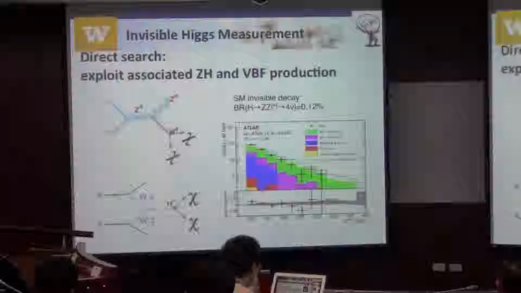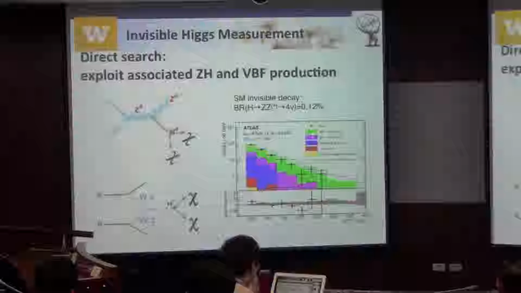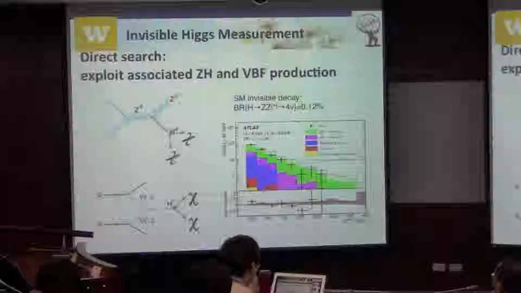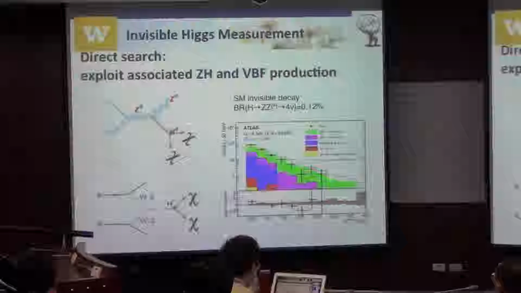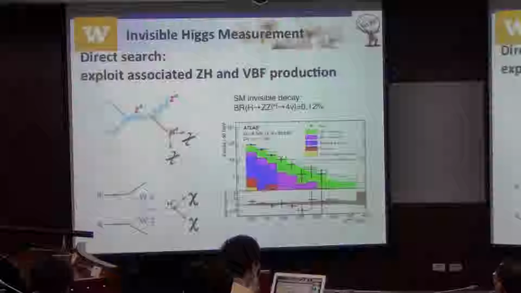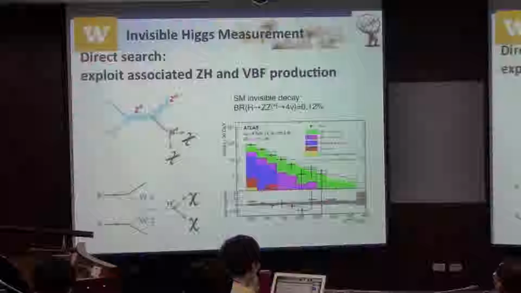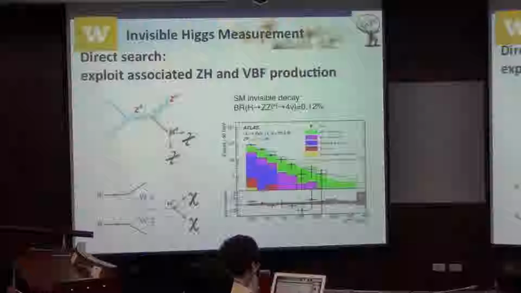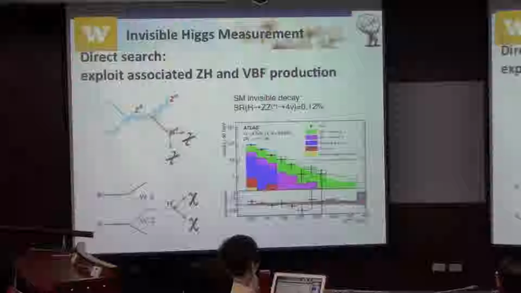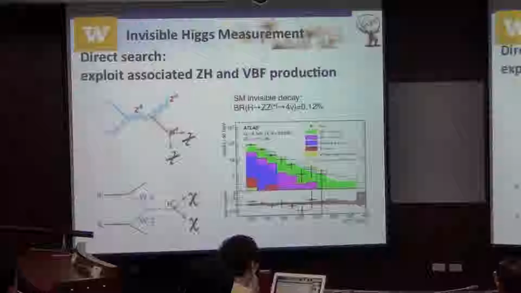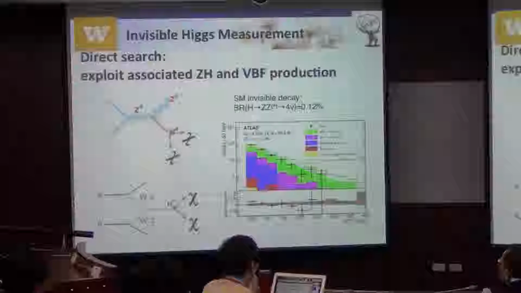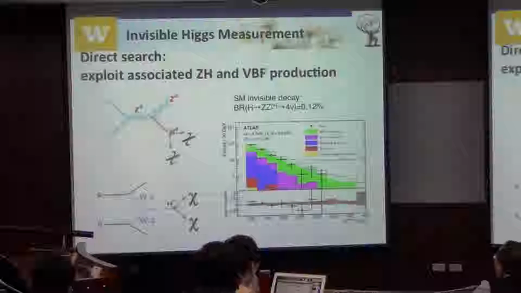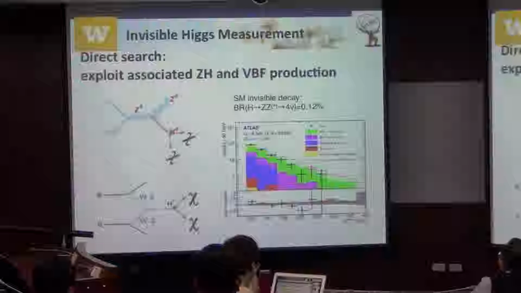So the signature will be that you have large missing ET. So you can see that if you introduce a large decay width of the Higgs decaying to invisible particles, you can modify the missing ET spectrum. So then we can use this method to constrain what the invisible component of the Higgs decay will be. Just to give you some idea, if you look at the case where the Higgs decays to ZZ star and further decays to a neutrino pair, this is also a Higgs decay to an invisible final state.